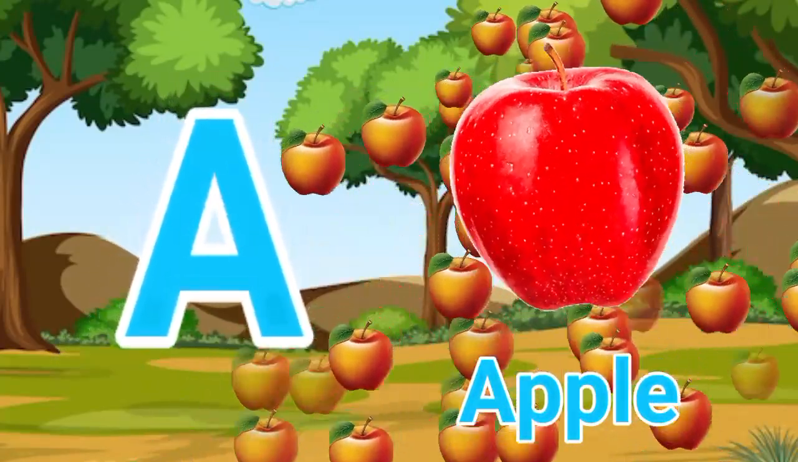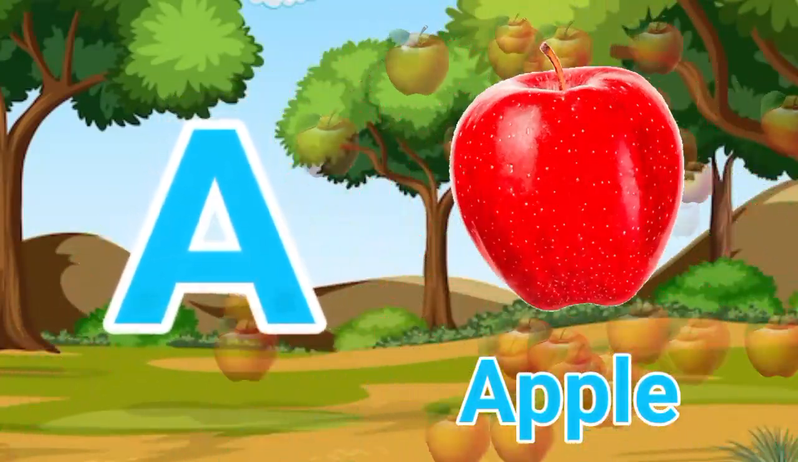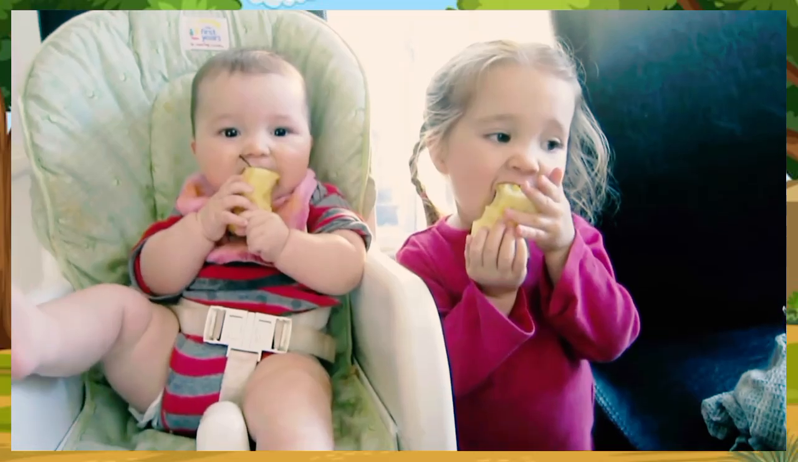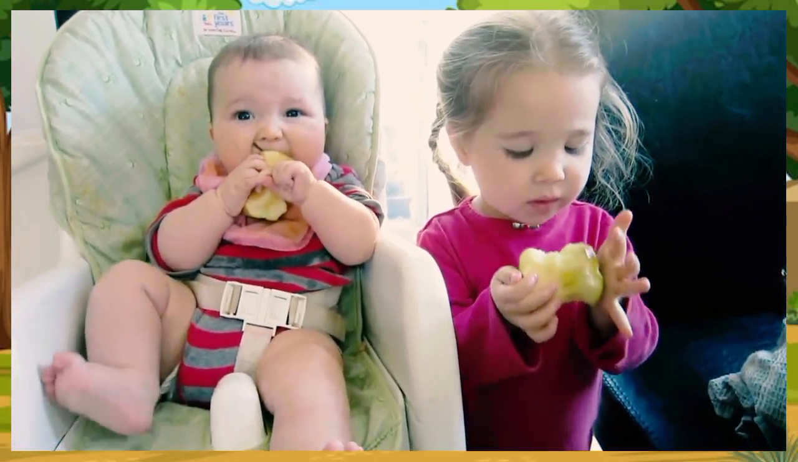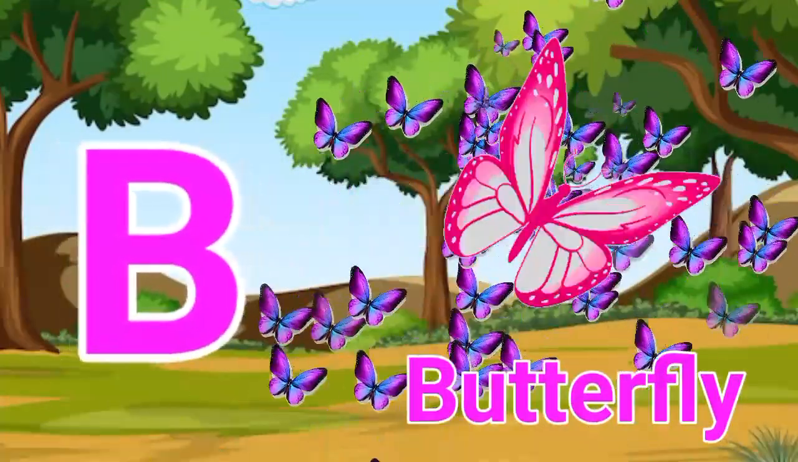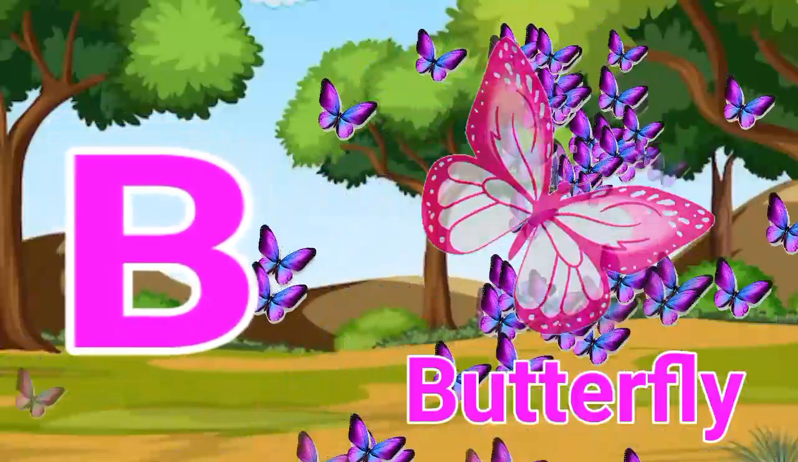A. A for apple. Apple means saeb. B. B for butterfly. Butterfly means titli.